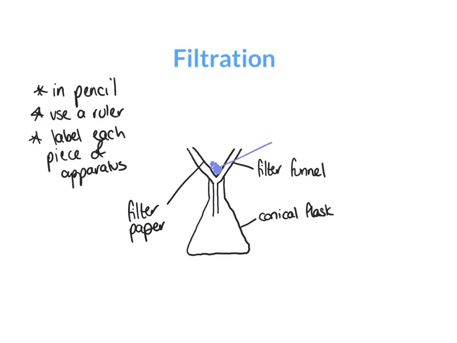So this is just showing where your solid would get trapped and where your liquid would pass through. So the general name for the solid that gets trapped in the filter paper is called the residue. And the general name for the liquid that passes through the filter paper is called the filtrate. So if, for example, you were separating a mixture of sand and water, your sand would be the residue and your water would be the filtrate. So your sand is the solid that's trapped in the filter paper, so it's called the residue, and the filtrate is the liquid that passes through, and so in this case it would be the water in that mixture.